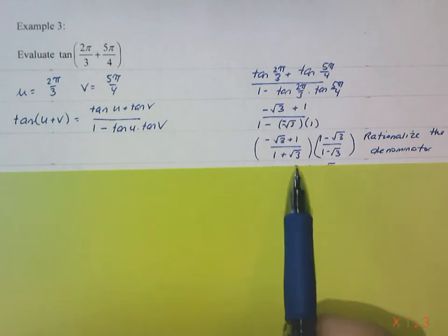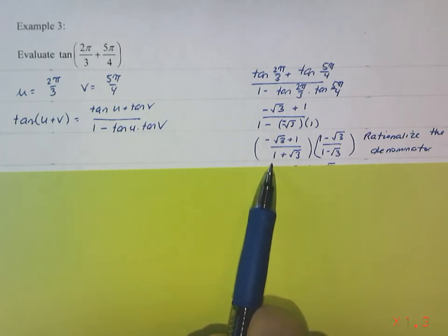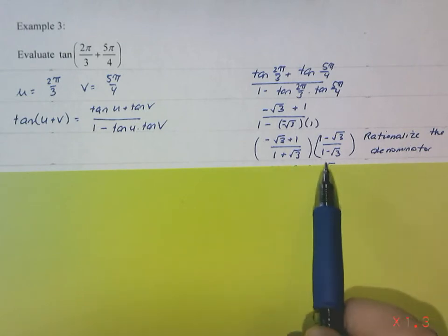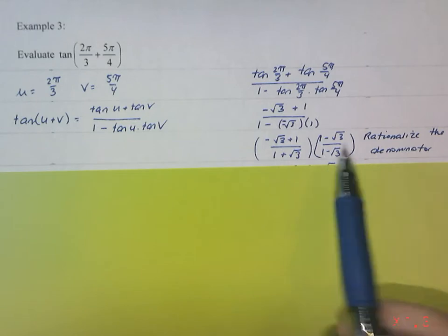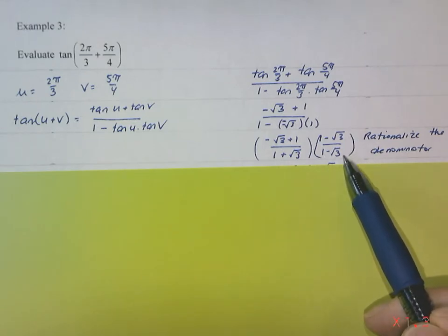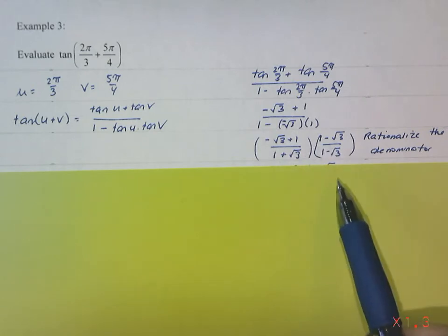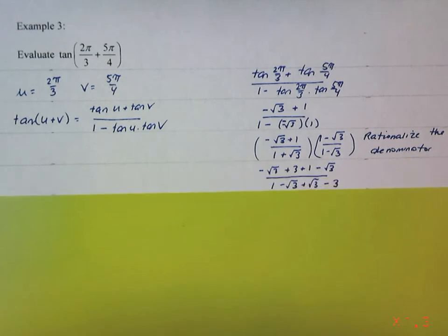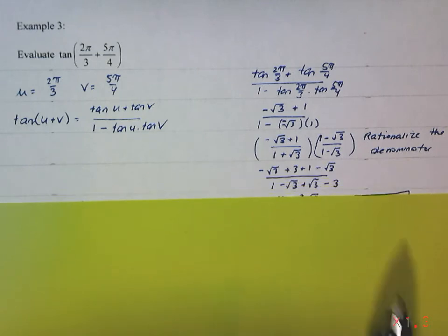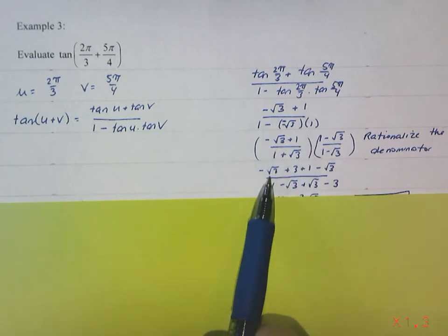To rationalize the denominator, you have to multiply by the conjugate of the denominator. Since this is 1 plus the square root of 3, the conjugate is going to be 1 minus the square root of 3. But I have to multiply both numerator and denominator by that because I have to multiply by 1, which does not change the value. It's only going to change the appearance. When I multiply, I go slowly and multiply each term. So negative square root of 3 times 1 is negative square root of 3.